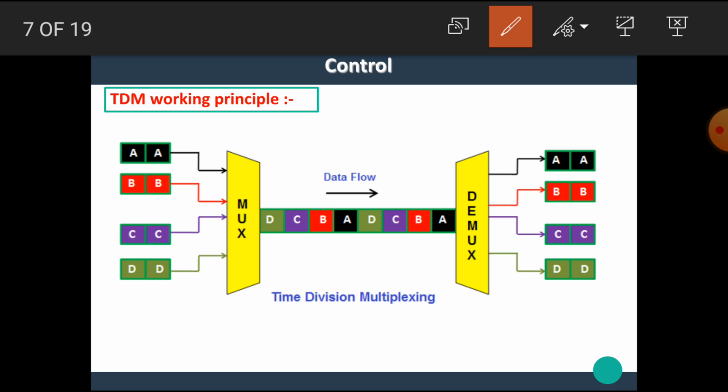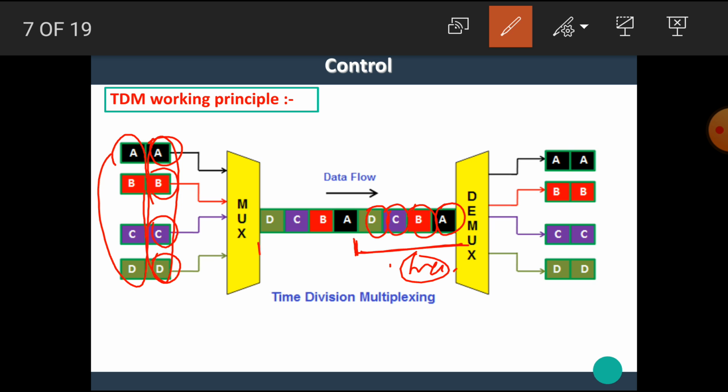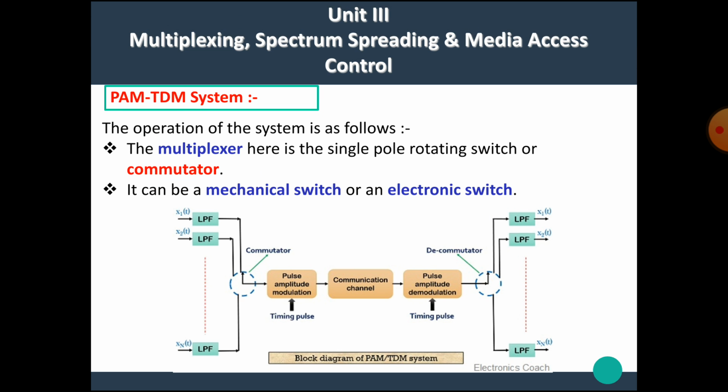For example, first of all, transmit bit A. Then next transmit bit B. Then transmit this C, and then at last transmit this bit D. That means this is one frame. Again, after the transmission of this frame, the second frame is transmitted. The second frame is A, B, C, D. This is the second frame. I hope you all now understand the time division multiplexing working principle.